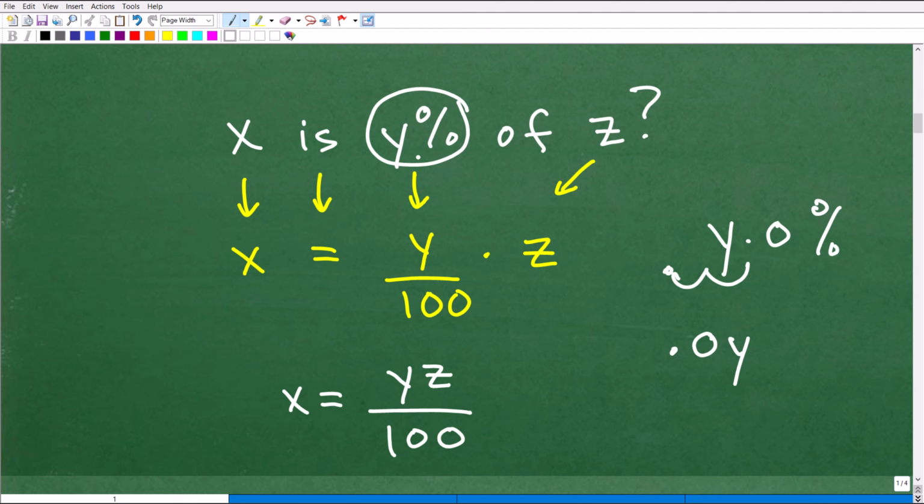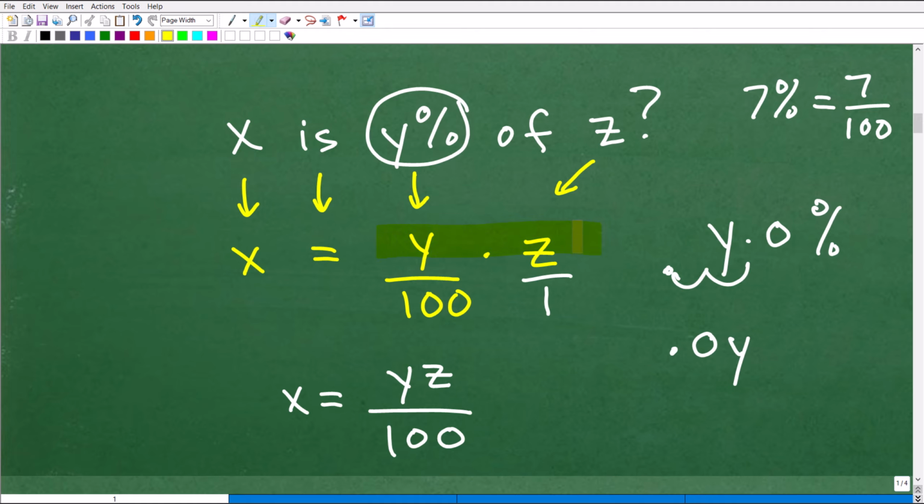However, what I can do is put this over 100. Remember, anytime you have 7%, the definition of percent is that value over 100. So 7 out of 100. So this would be equivalent to y over 100, and then we're going to multiply that by z. So x is y%, which is the same thing as y over 100 times z. So algebraically, we have y over 100 times z over 1.